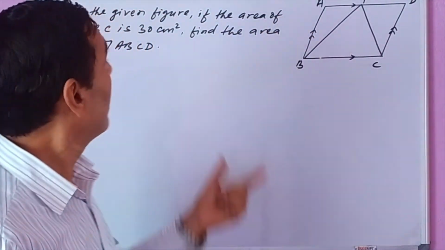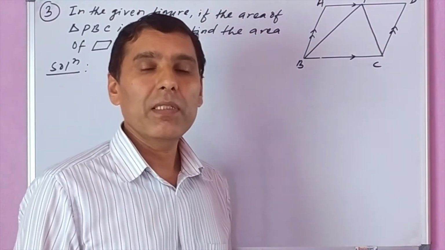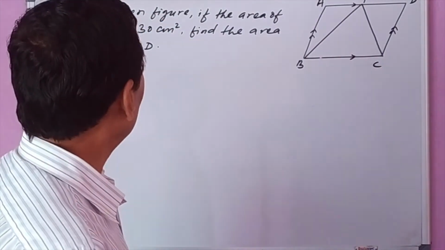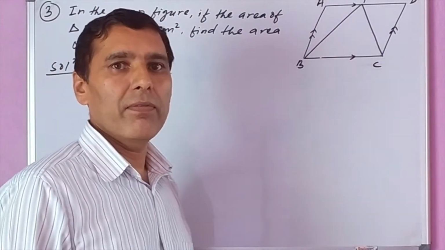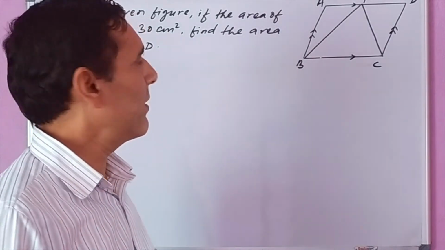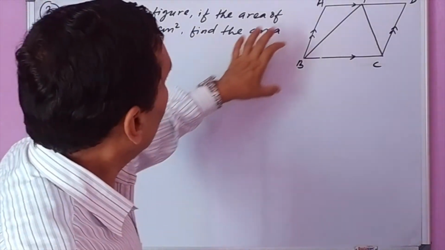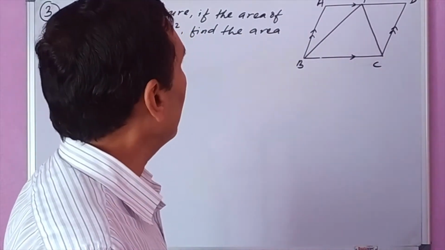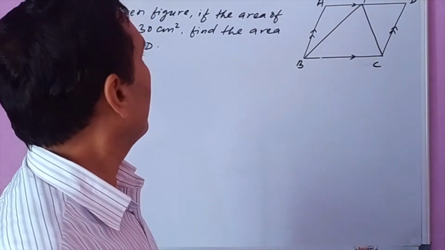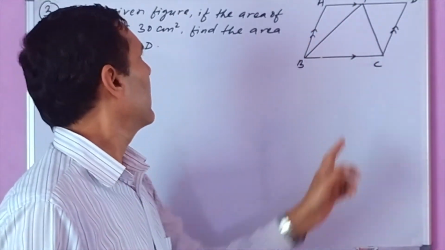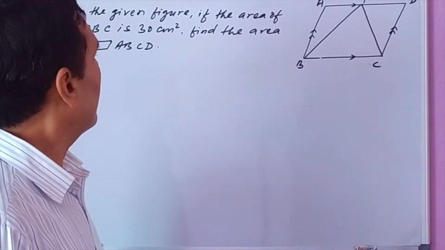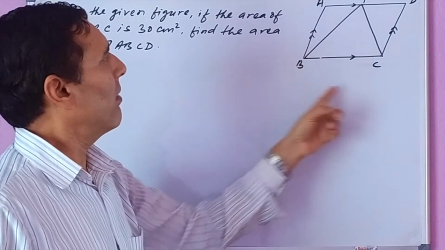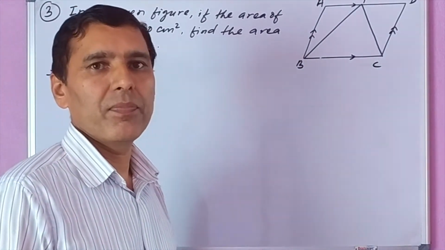Here we have one short question, a very short question from geometry related to the area of triangle and quadrilateral. Here you can see ABCD is a parallelogram and there is one triangle PBC, and it is given that the area of triangle PBC is equal to 30 square centimeter. Then we have to find the area of parallelogram ABCD.